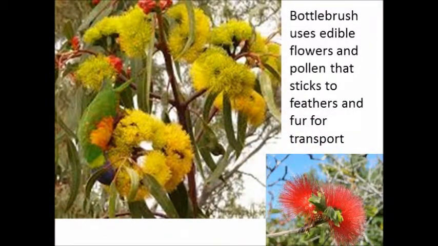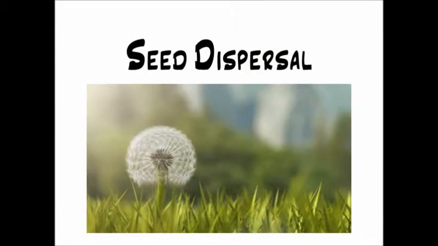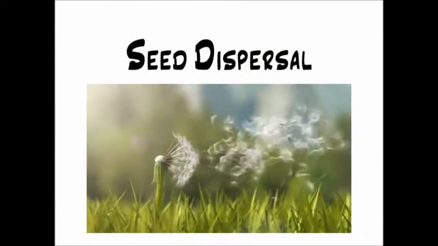Adaptations such as sticky pollen and edible flowers allow pollen to be carried long distances by animals. Nectar is also an adaptation that attracts the animals, as well as a sweet taste and smell, such as bottlebrush. There are many methods of seed dispersal which use a variety of adaptations.